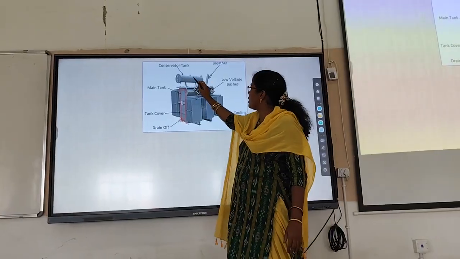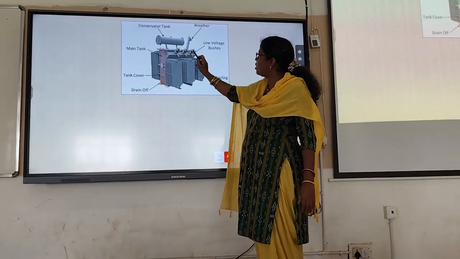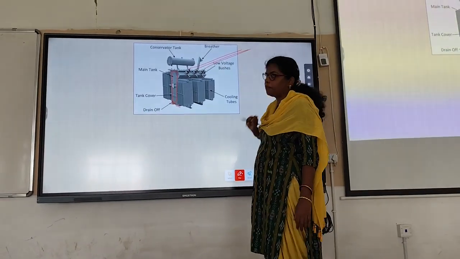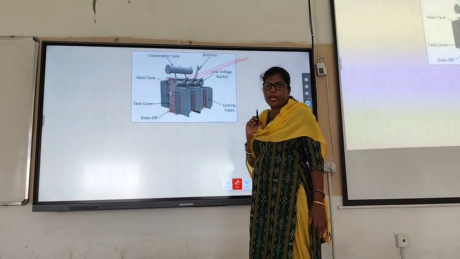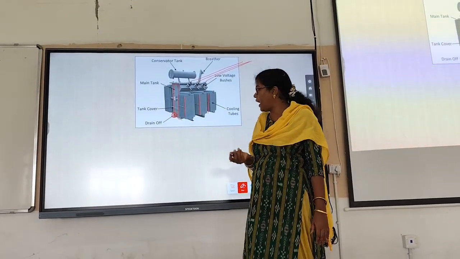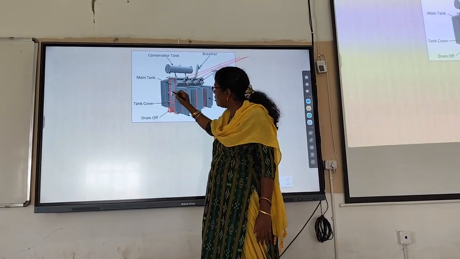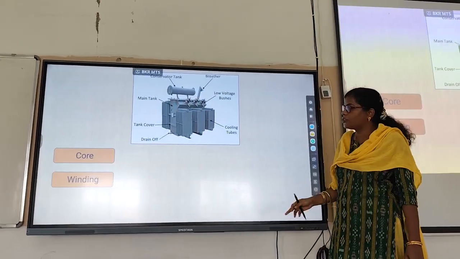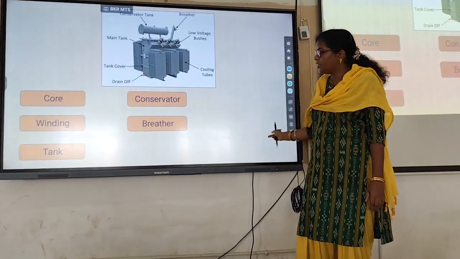This part is your conservator tank. This is for the breather, this side. Then these are the bushings, which are connected with the supply. These are the terminal points. Then these are your cooling tubes. For cooling purposes we are using cooling tubes. For the insulating oil, we need a drain point or drain pipe. Then this is your tank cover. And this small white colored part is considered as your name plate, or the specification. Second is your winding, then tank, conservator, breather and additional equipment.